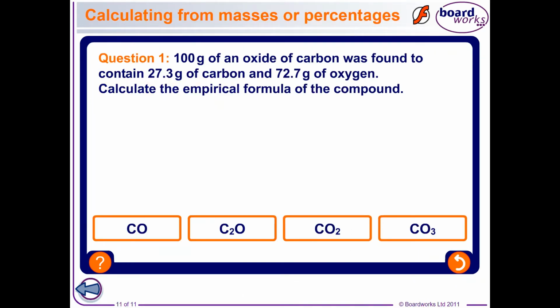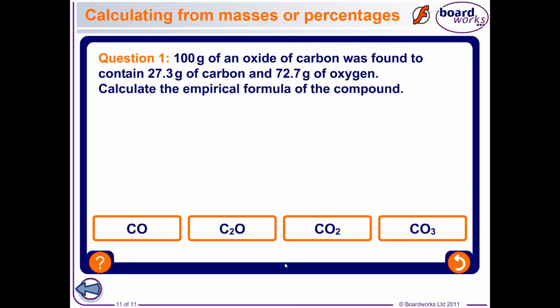So using the technique I've just shown you, I'd like you to have a go at this question. 100 grams of an oxide of carbon was found to contain 27.3 grams of carbon and 72.7 grams of oxygen. Calculate the empirical formula of the compound. So again, put your carbon, your oxygen, put the masses underneath, divide those masses by the relative atomic mass of each element and see if you can work out the empirical formula. Pause the video now and have a go.